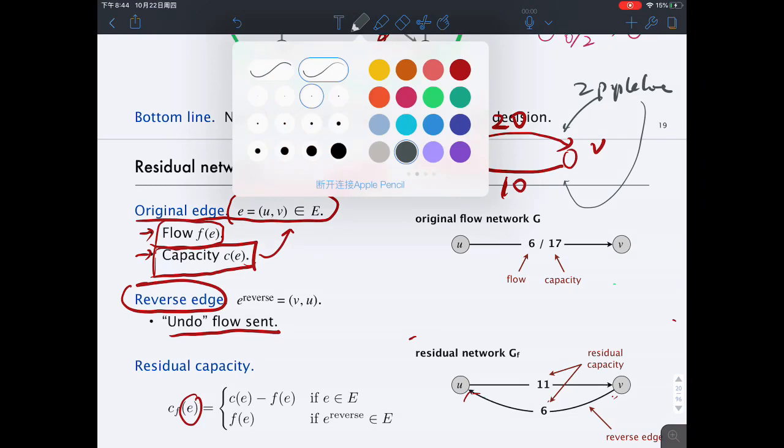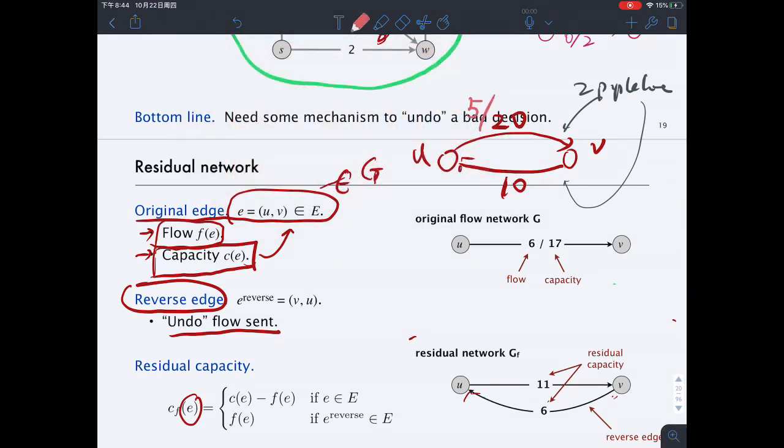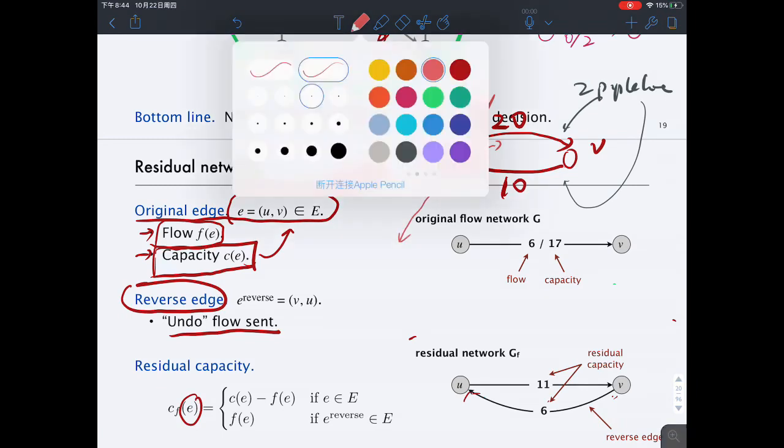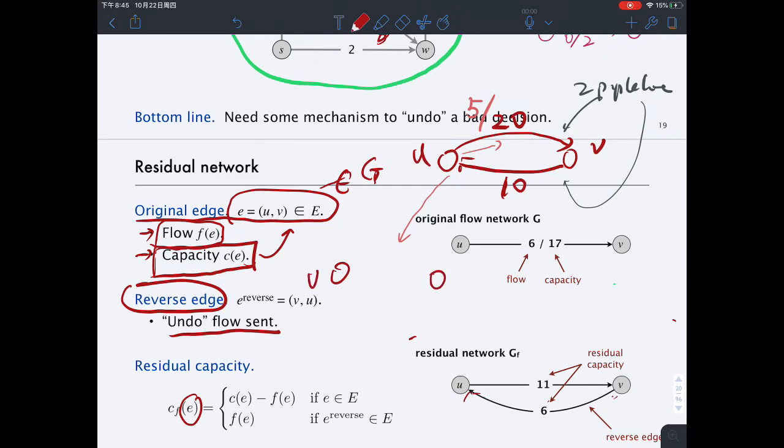Let's assume that at this moment we have already used 5 units of flow moving from U to V. Now we want to construct the residual graph. Let's draw U and V again. First, let's examine how much flow I can push from U to V. Because I already used 5 units, I can only push 15 additional units from U to V. Second, I want to decide the amount of flow I can send back from V to U. We never touch the pipeline moving from V to U, so the 10 can be copied here.